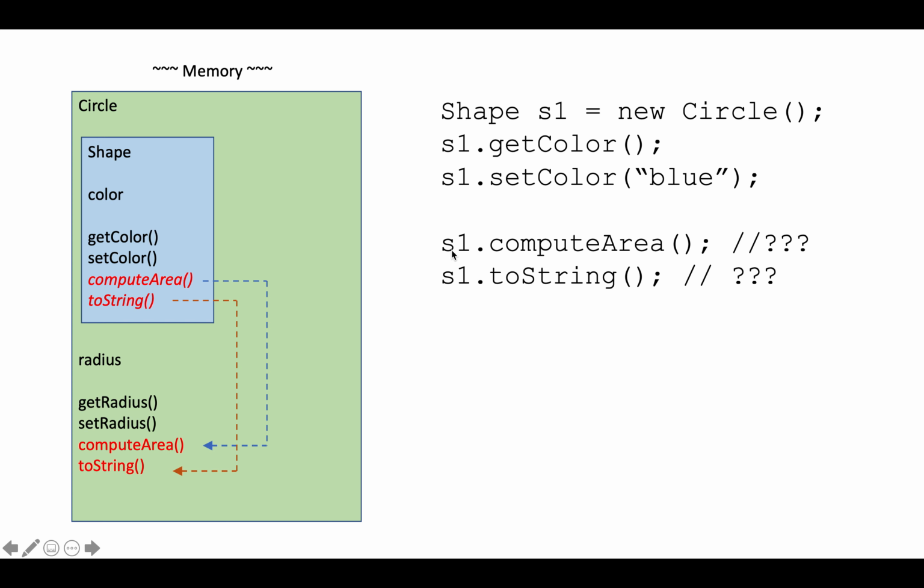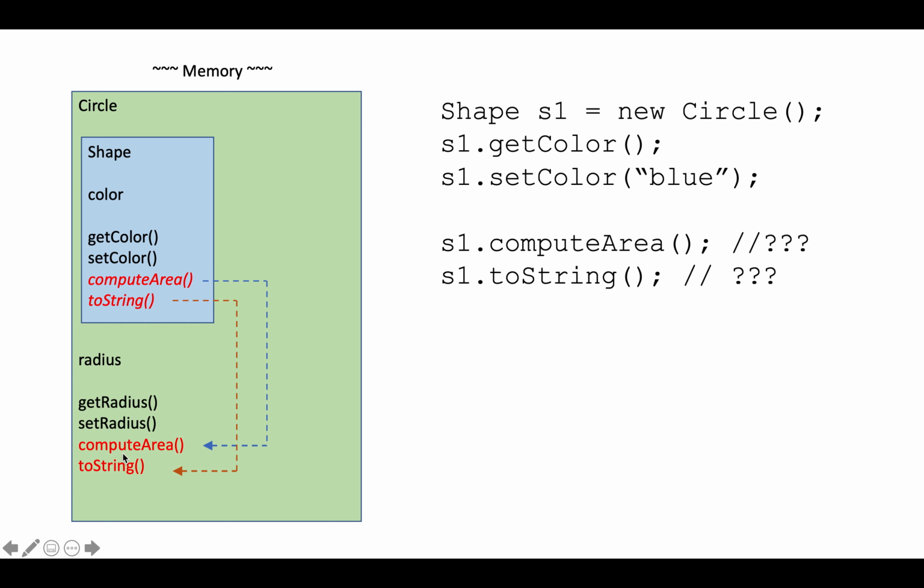Okay, so if I did this line of code right here, s1.computeArea, that would actually execute this function, computeArea, that's defined in Circle, even though I have this Shape reference. Okay, and same thing if I did s1.toString, okay, the toString's defined here in Shape, but it would say, well, okay, you're not really a shape, even though you're referring to yourself currently as this Shape s1 reference. Really, when you say toString, you're talking about this toString that's defined in Circle.